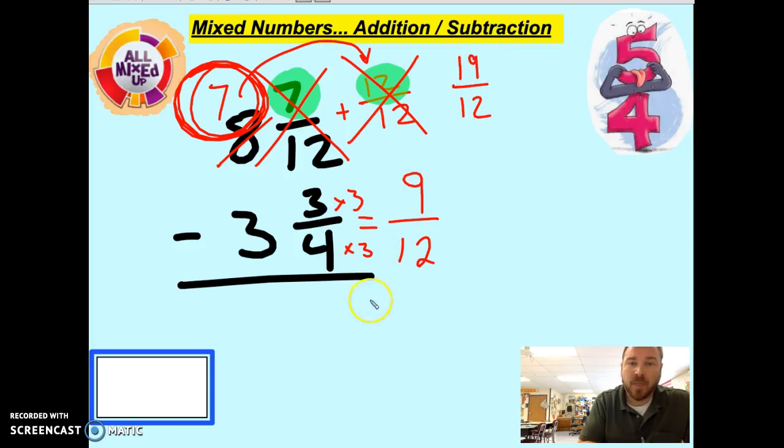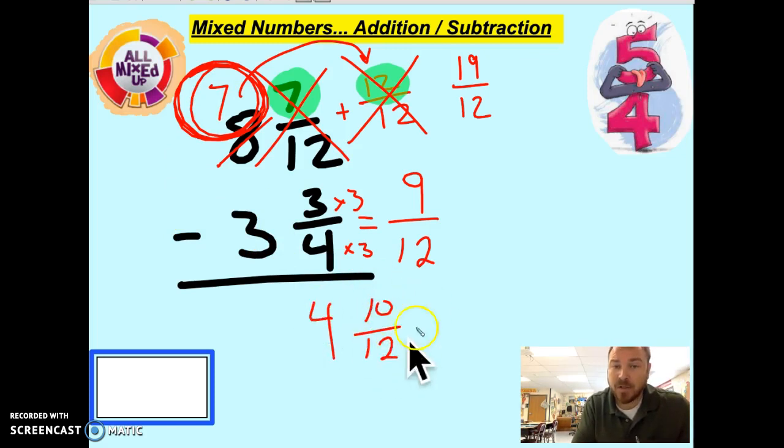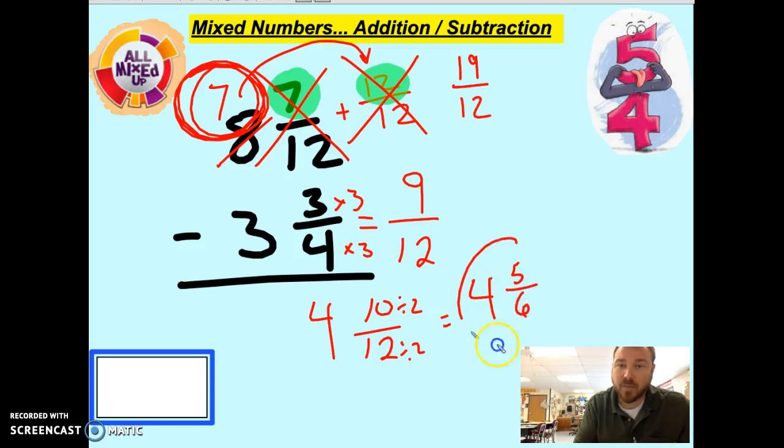19 minus 9 is 10 of those twelfths. 7 minus 3 is 4. And then we just got to simplify our answer here. We see 10 and 12 still share a common factor of 2. So our final answer will be 4 and 5/6.